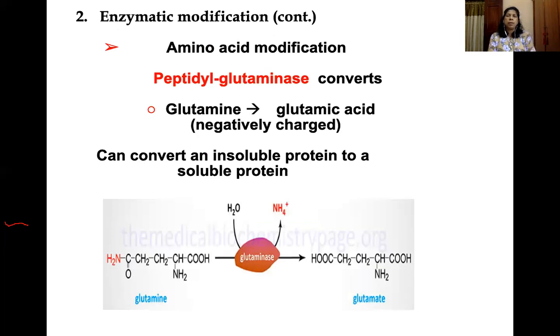So how is it happening? Amino acid modification: peptidyl glutaminase converts glutamine to glutamic acid, which is negatively charged, and can convert an insoluble protein to a soluble protein. You can see how it's happening, glutamine and glutamate, and because of the glutaminase enzyme, you can convert an insoluble protein to a soluble protein by changing it to the negatively charged form. Right, so here glutamine and glutamate are two different ones, and very many proteins can be modified together by the glutaminase enzyme.